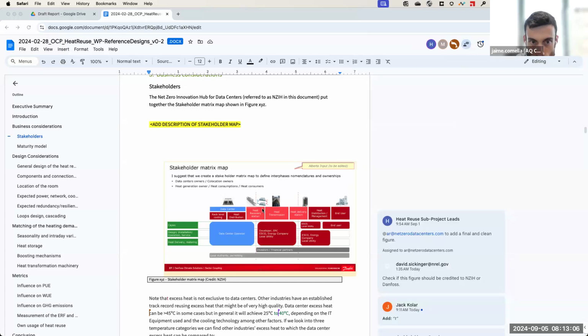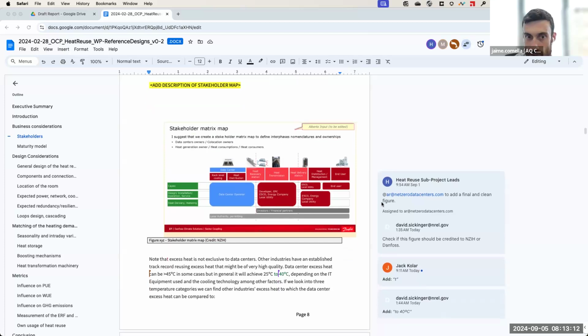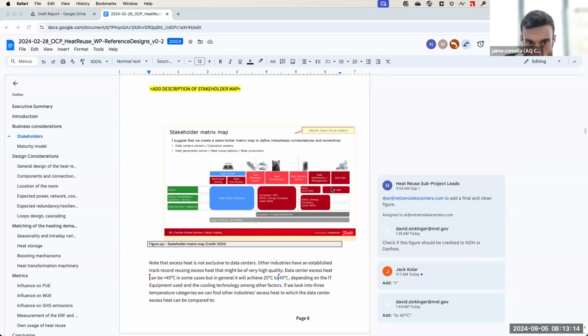And we see Danfoss because it is one of the leaders of the initiative and one of the leaders of the heat reuse workstream. That's why we see Danfoss. But we will take the brands outside. Okay. So as far as you're aware, we will be just NZIH, Net Zero Innovation Hub.